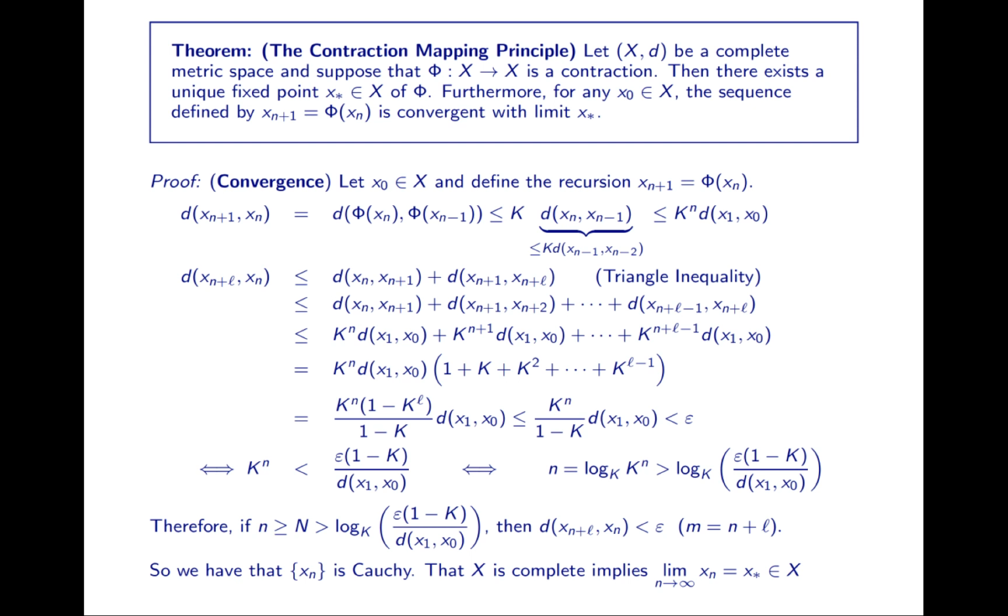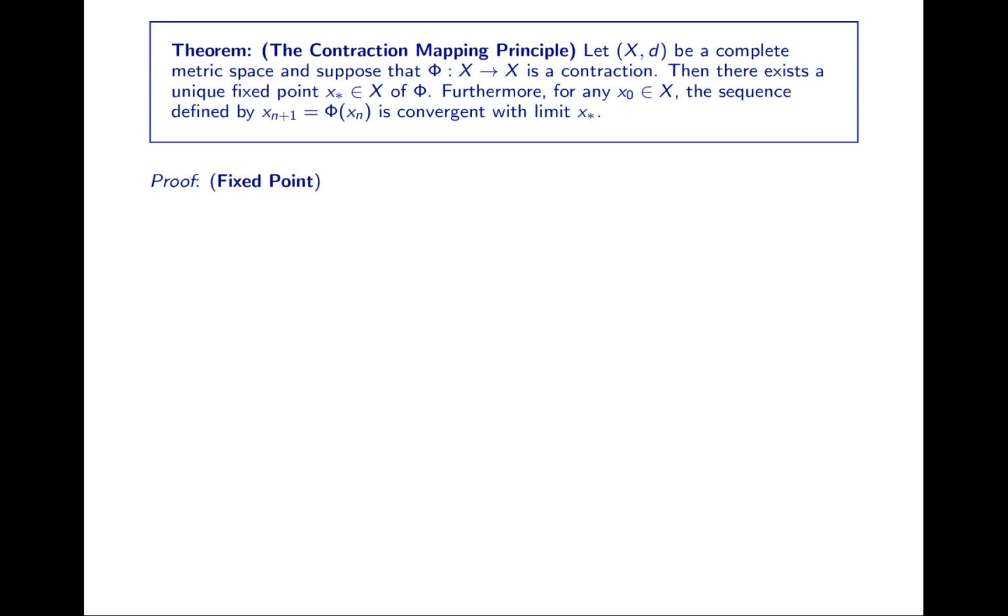Now remember that I'm assuming that my metric space is complete. Therefore, any sequence that is Cauchy is also convergent to a point in X. So I have a limit, we'll call the limit x star. I need to show that x star is a fixed point.